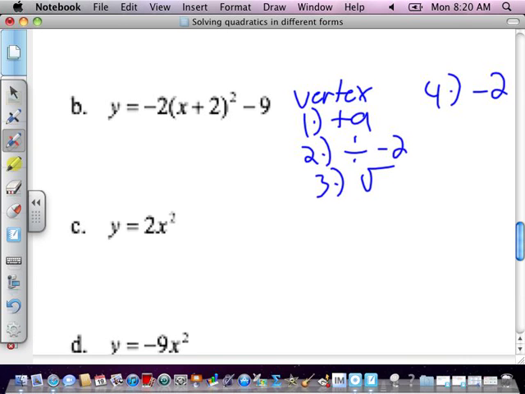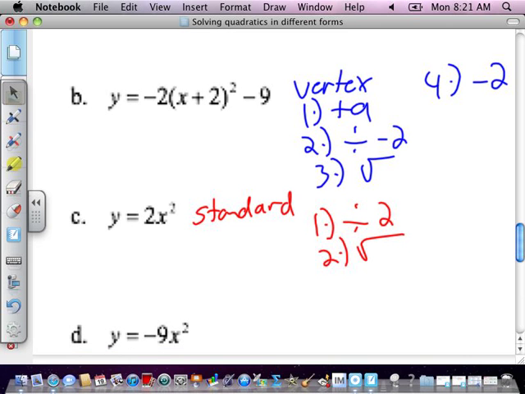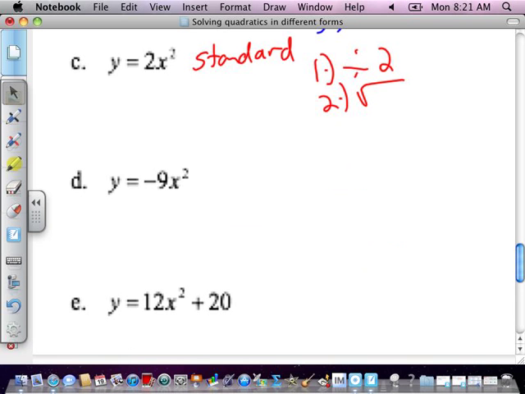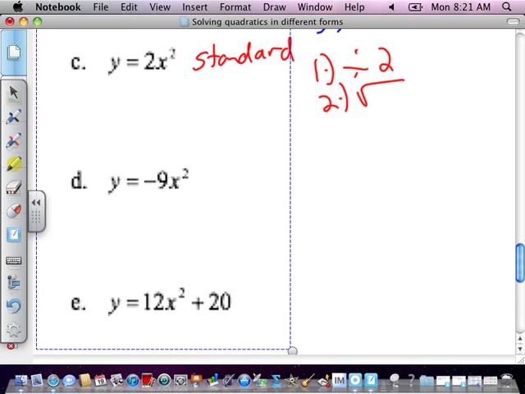Which one is this? Vertex form or standard? It's standard, but it's a little bit different standard form. What would you do? Step number 1 would be to divide by 2. Step number 2 would be to square root. Let's look at D. Standard or vertex? Standard. But again, it's a little different. We divide by -9, and then we square root.